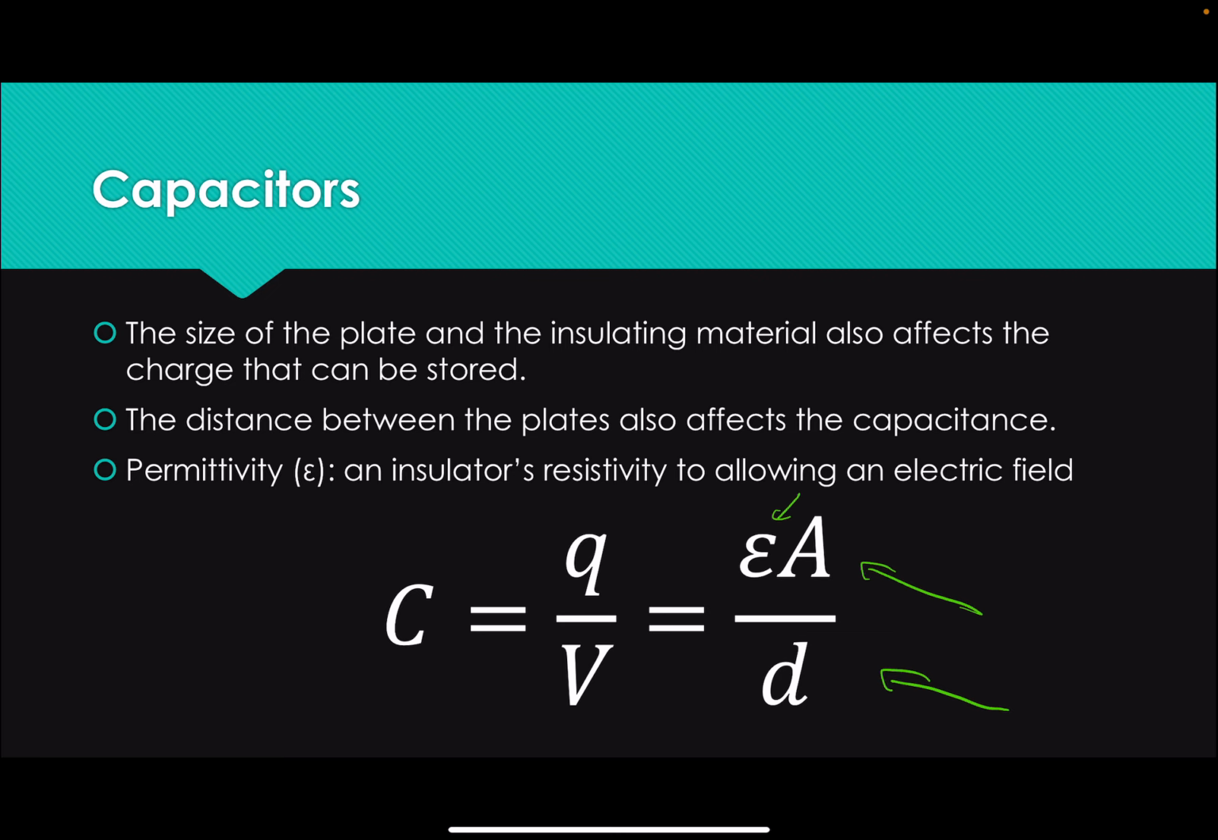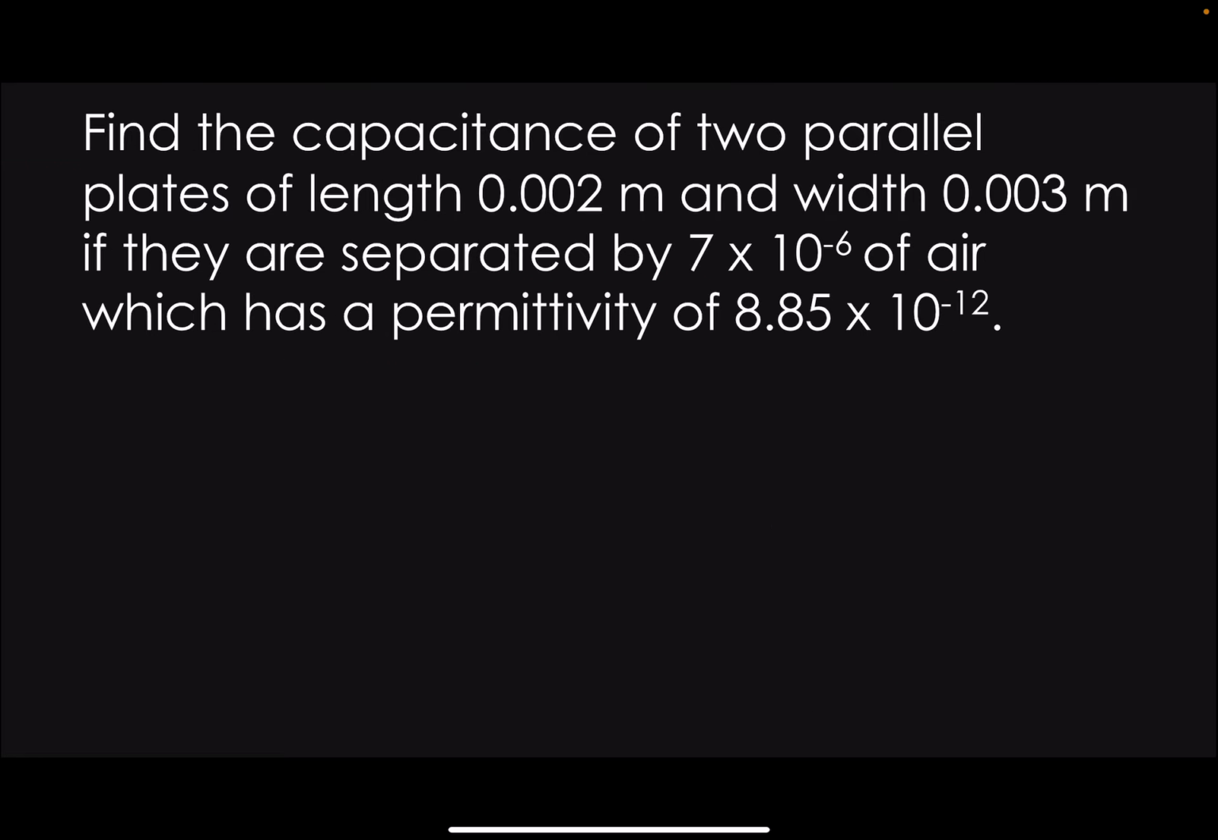But this little curvy E thing is the permittivity, and it's due to the material. Each material has a certain resistivity to allow an electric field. Not the material, the material between the plates, I should say, the insulator's resistivity. And so whatever material is in between the plates, it's going to have some sort of resistance to allow an electric field, and so we call that the permittivity. And so we can also find the capacitance by having this equation right here. Capacitance is also equal to permittivity times area divided by the distance.